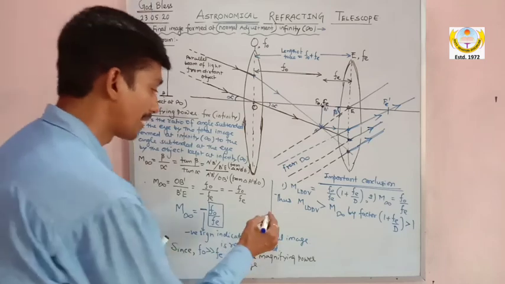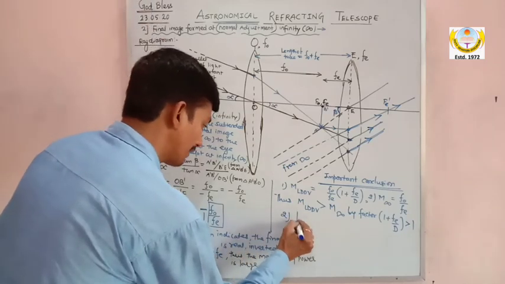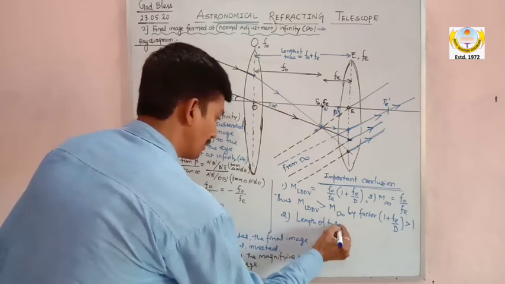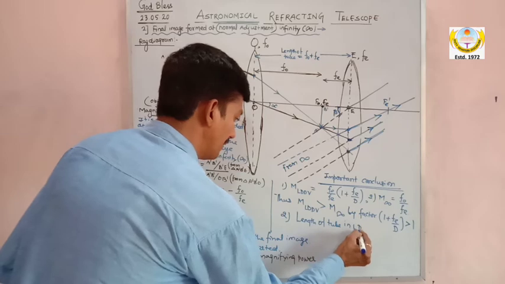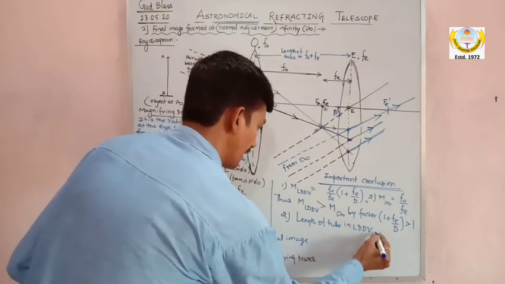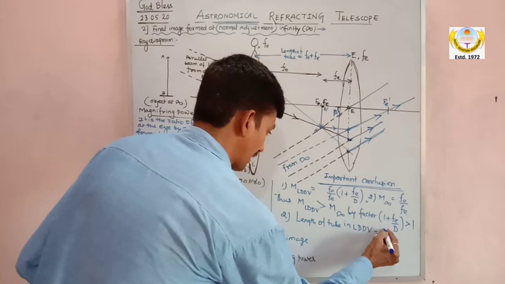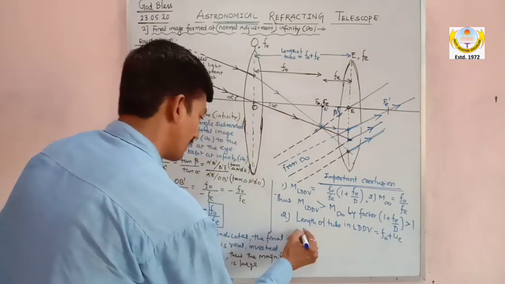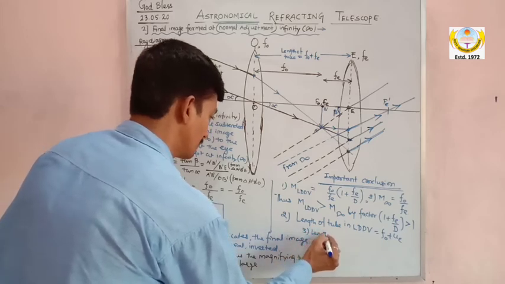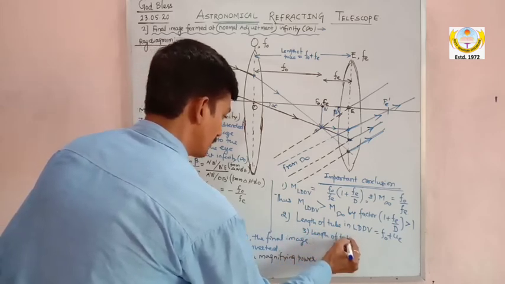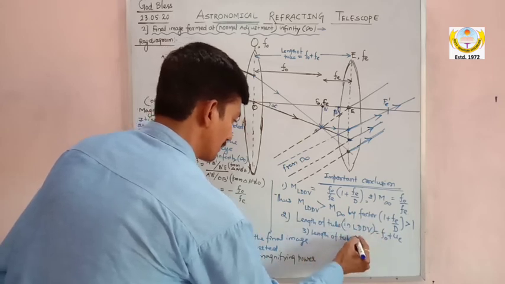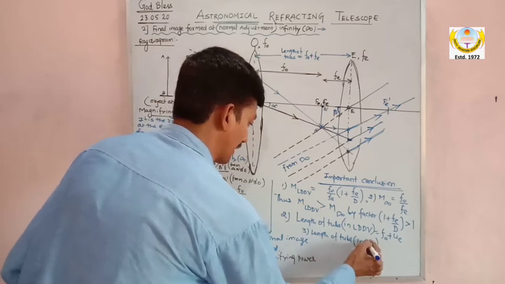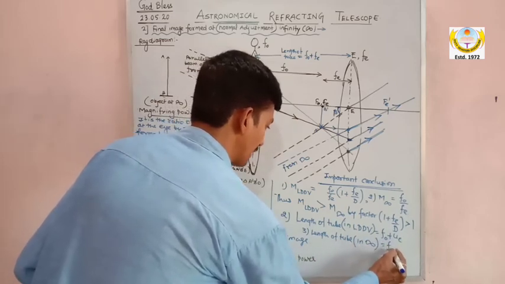This is one point. The second point is to compare the length of the tube. The length of the tube in LDDB, please take care, is FO plus UE. And third, the length of the tube in the infinity case, that is, when the image is obtained at infinity, is FO plus FE.